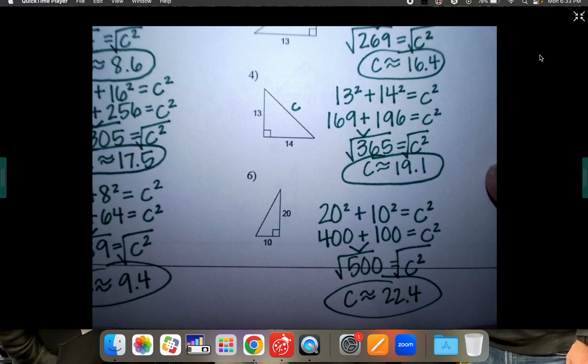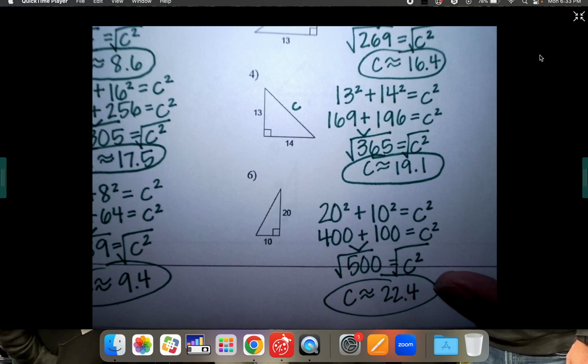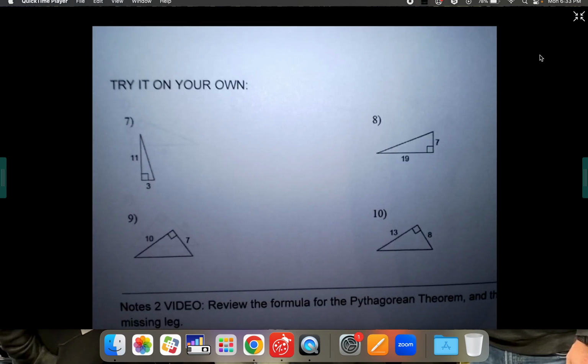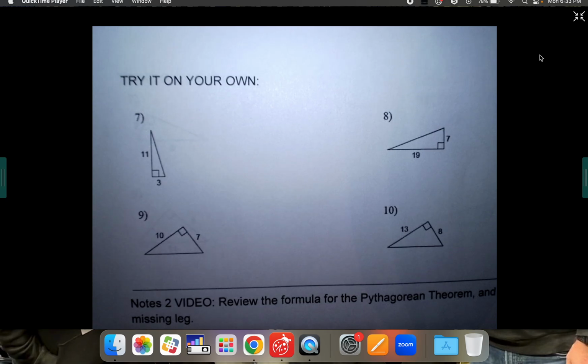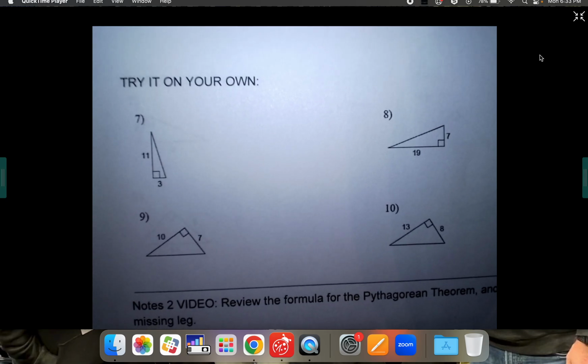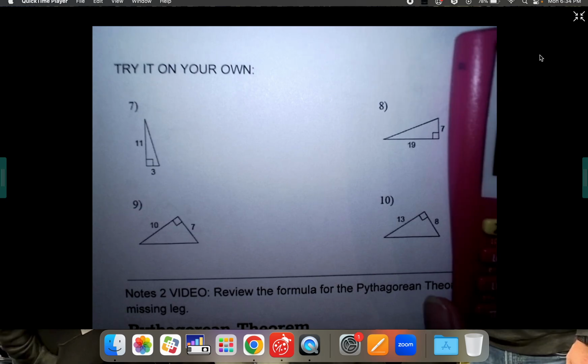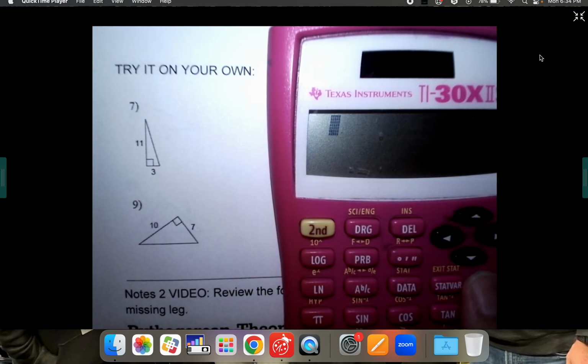Okay, if you are ready to try this on your own, I would like for you to pause the video and go to the 4 problems on the next page, which say try it on your own. And if you're not quite ready to try it on your own, you can let the video play and check your work. Okay, I'm going to work these out with you just so that you can fast forward and make sure you got them all right.